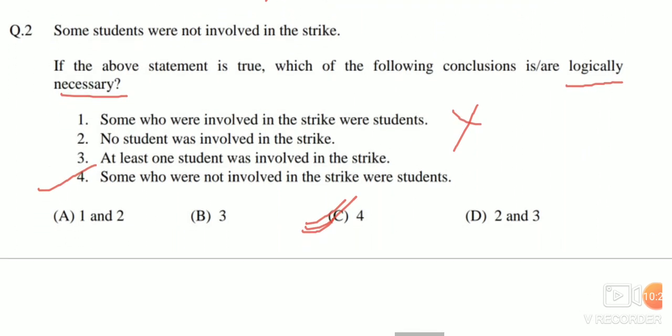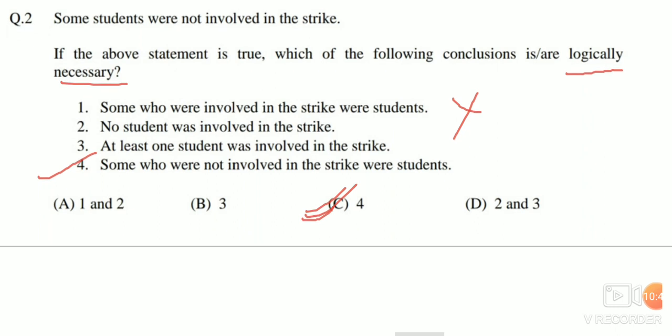Next question. Some students were not involved in the strike. If the above statement is true, which of the following conclusions is logically necessary? Here remember, logically necessary. We should not make any assumptions. That is the meaning of logically necessary. So some students were not involved in the strike. We will be depending on this statement only. We will not be making any assumptions from outside.